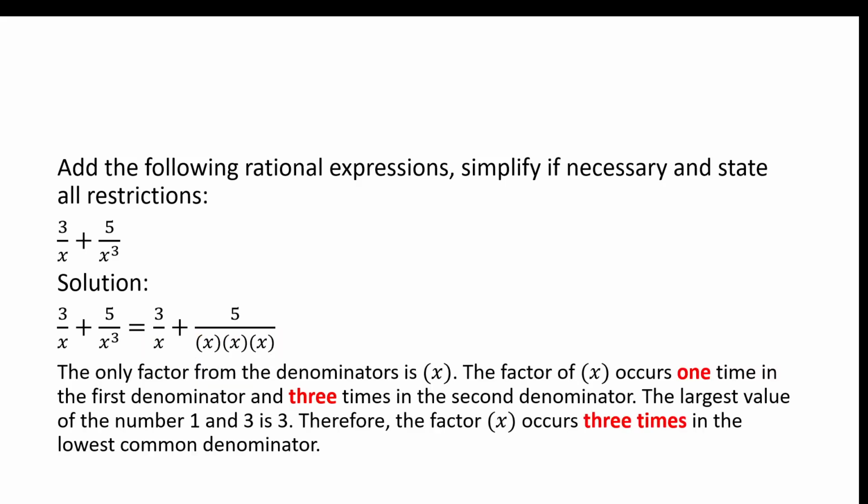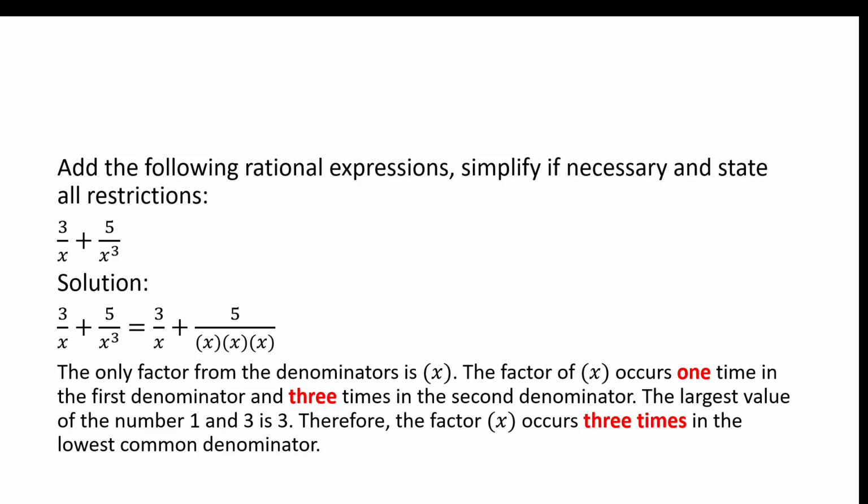Now, the only factor from the denominators is x. It appears in the first denominator once, and it appears in the second denominator 3 times. So we have to choose between 1 time and 3 times, which is bigger. Well, the largest value between the number 1 and 3 is 3. So what that means is the factor x will occur 3 times in the lowest common denominator.